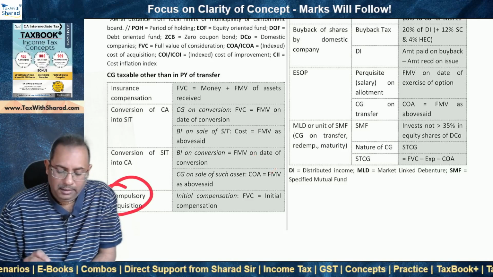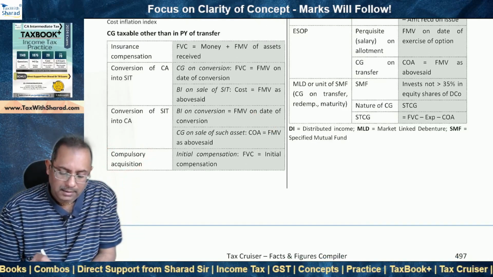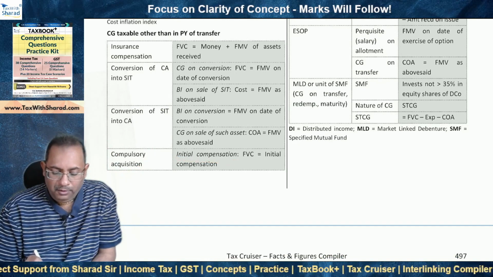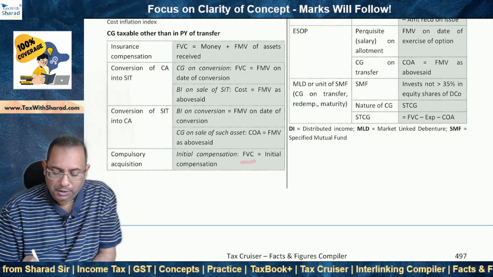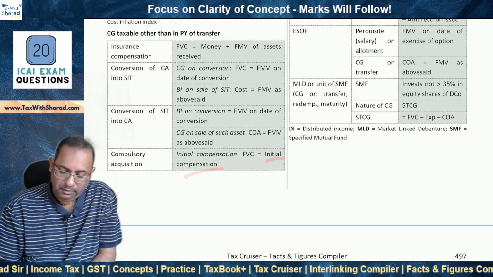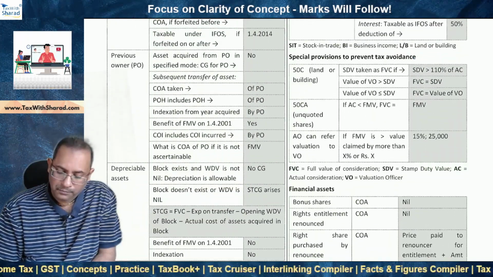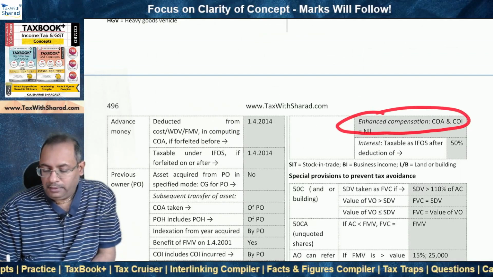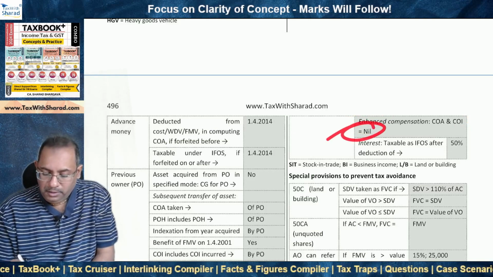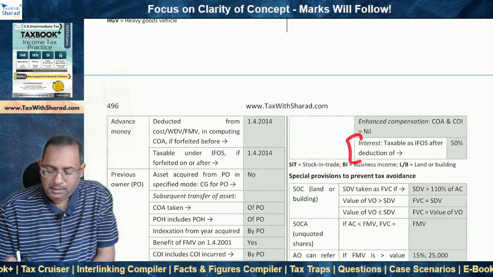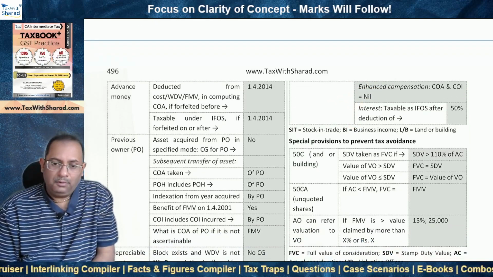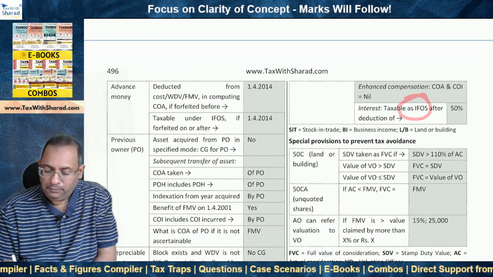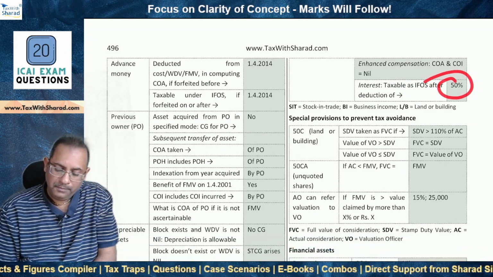In case of compulsory acquisition, also capital gain arises. When we are talking about initial compensation, while computing capital gain, the full value of consideration is equal to the initial compensation. In case of enhanced compensation, cost of acquisition and cost of improvement is taken to be zero, nil. If interest is received on account of compulsory acquisition, then it is taxable under the head income from other sources after giving a flat deduction of 50%.